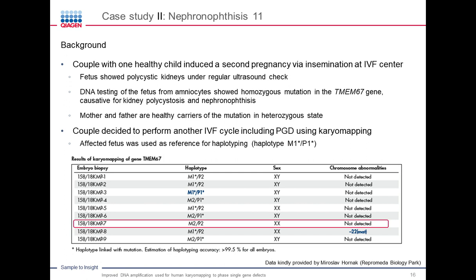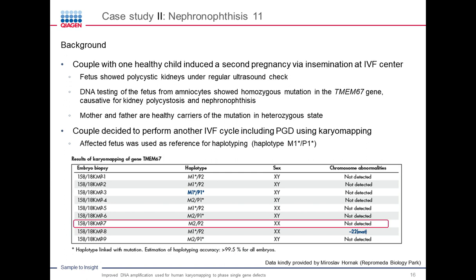DNA testing of the fetus from amniocytes showed that there was a homozygous mutation in the TMEM67 gene, which is the causative gene for kidney polycystosis and nephronophthisis. And so going back and looking at the haplomap of the mother and father, it showed that the mother and father are healthy carriers of the mutations in the heterozygous state. So the couple decided to perform another round of IVF using PGD and karyomapping.